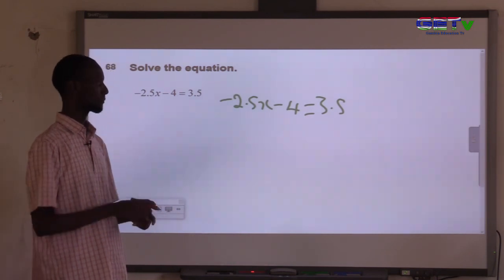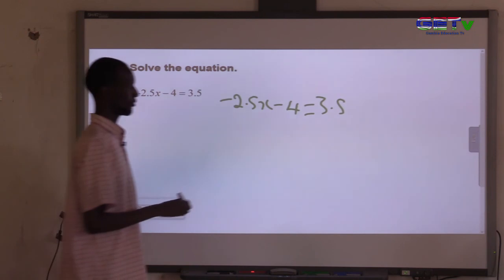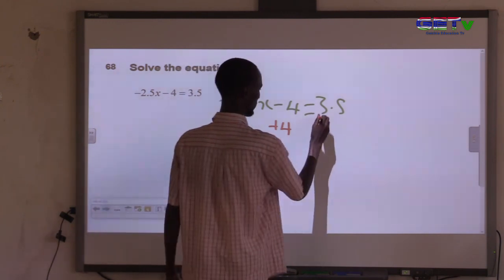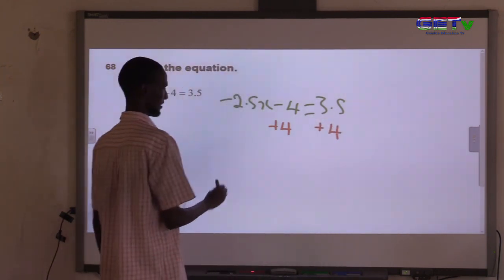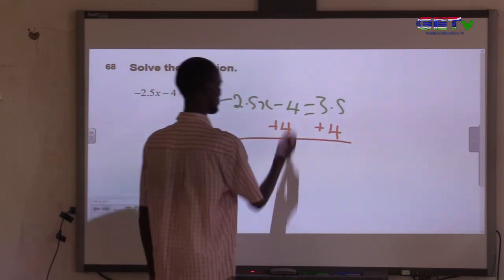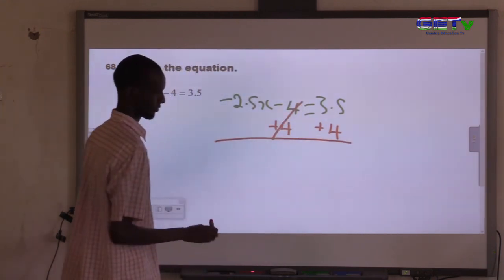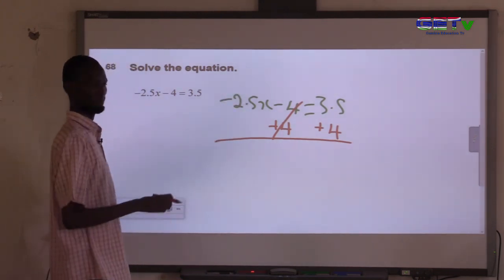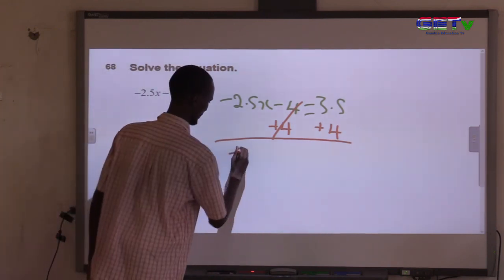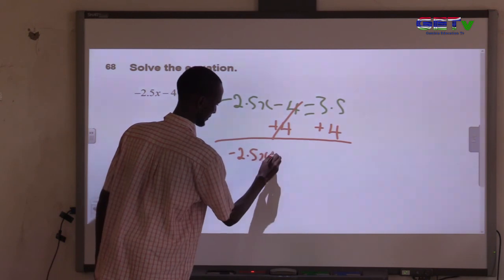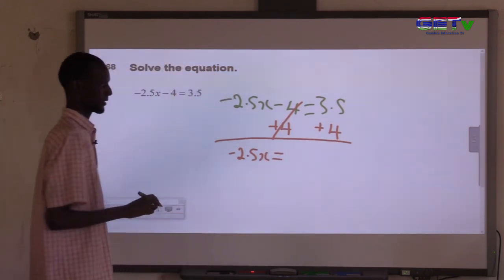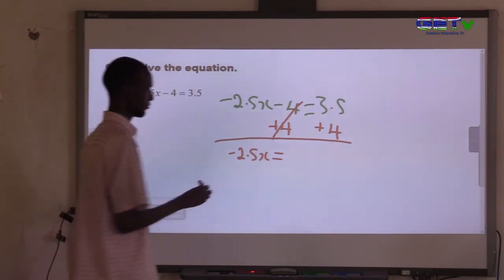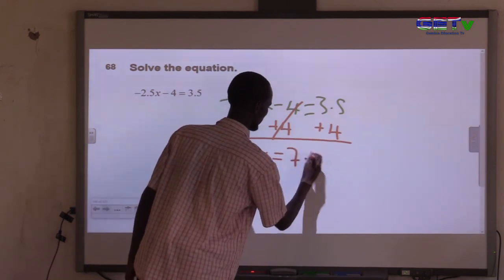So we undo the subtraction before the multiplication. So we add 4 to both sides. Add 4 to the left-hand side. Also add 4 to the right-hand side. And this leads us to the 4's will cancel out because negative 4 plus 4 is 0. But still we have the negative 2.5x. So we bring it down: negative 2.5x equals 3.5 plus 4, if you add that properly, should give us 7.5.